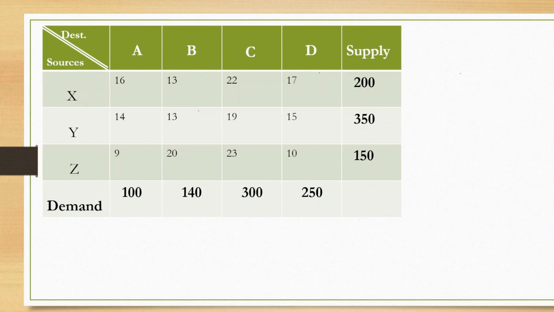We can see here we have three sources X, Y, Z and four destinations A, B, C, D. When we calculate the total of the supply, it is coming out to be 700, and the demand sums up to 790. So this is an unbalanced transportation problem. How can we make it balanced?